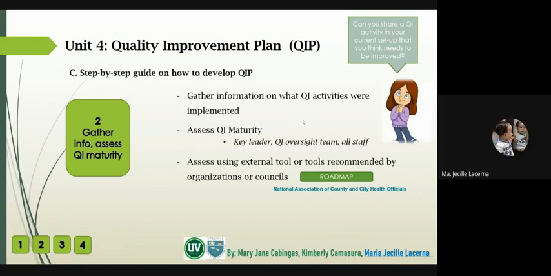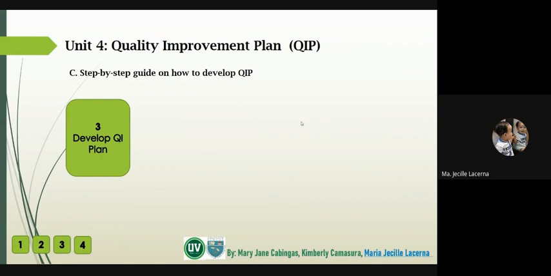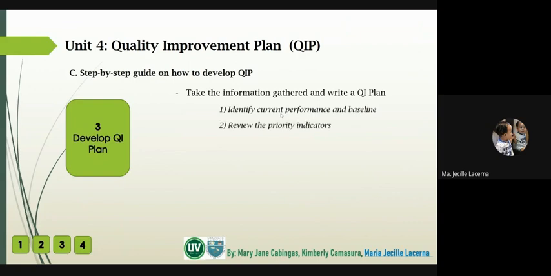So moving on with the next step, the third, is the development of the QI plan. This will be quite a lengthy one, and there is a more detailed version. I saw some resources on the internet, but this is the simplest one that I can discuss. For the development of the QI plan, you take the information gathered. We have done the assessment. You will take the information gathered and write a QI plan. The next step is to take the information and outline the process and foundation for the QI of the health department. So you need to identify the current performance and baseline, and review the priority indicators. Then next you need to create a plan.